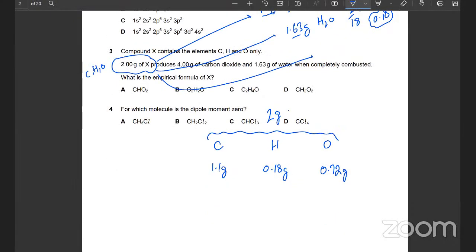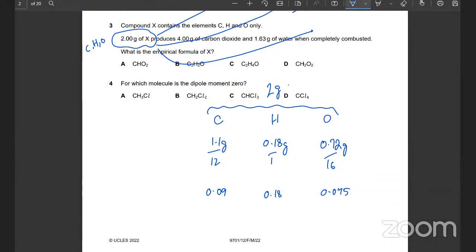What's the method of finding the empirical formula? Divide by the AR first. That's 12 for carbon, divide by 1 for hydrogen, and divide by 16 for oxygen. So what do I get for the other two? 0.09 for carbon, and this one is 0.045. Then divide by the smallest to figure out the whole number ratio. Divide everything by 0.045 and you'll get 2, 4 and 1. So it's C2H4O1.